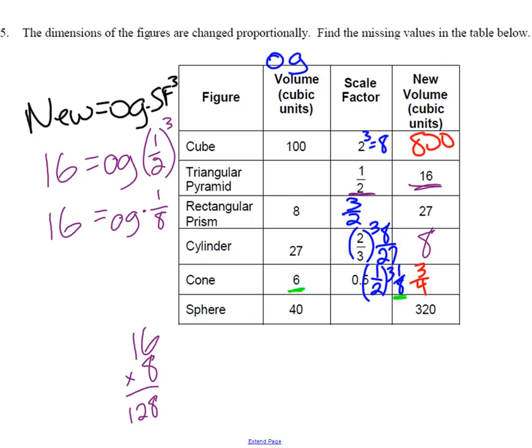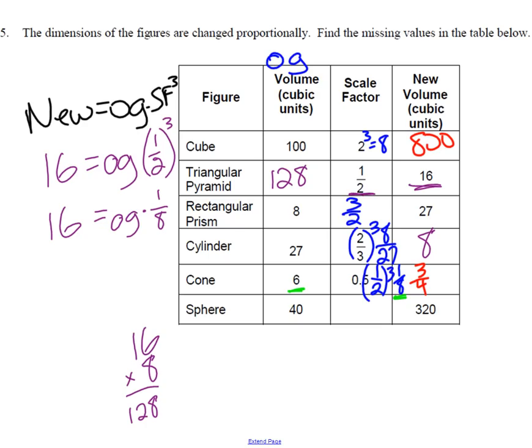16 times 8 is 128. And then if we were to take 128 and divide it by 8, what would that give us? 16, which is what we want. So what is our original volume? It's 128. Okay? So that's all you have to do. If they give you the new amount and you need to go back to the original, you just do the opposite of what we have here.